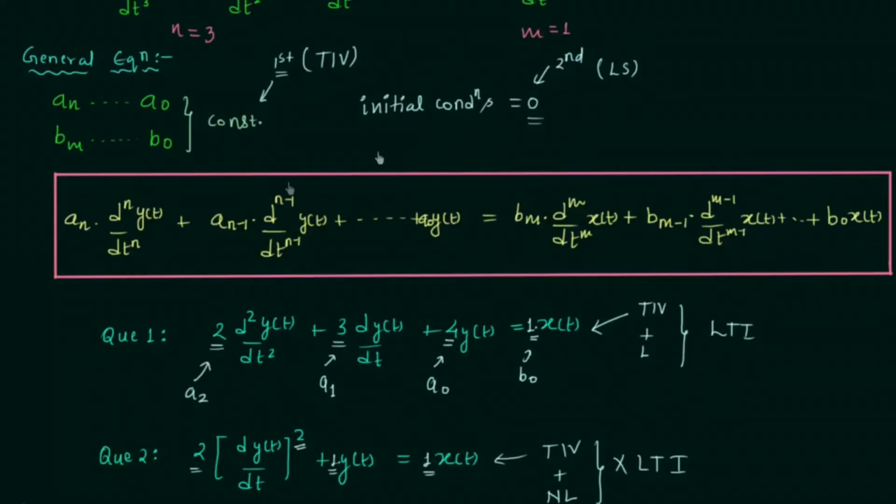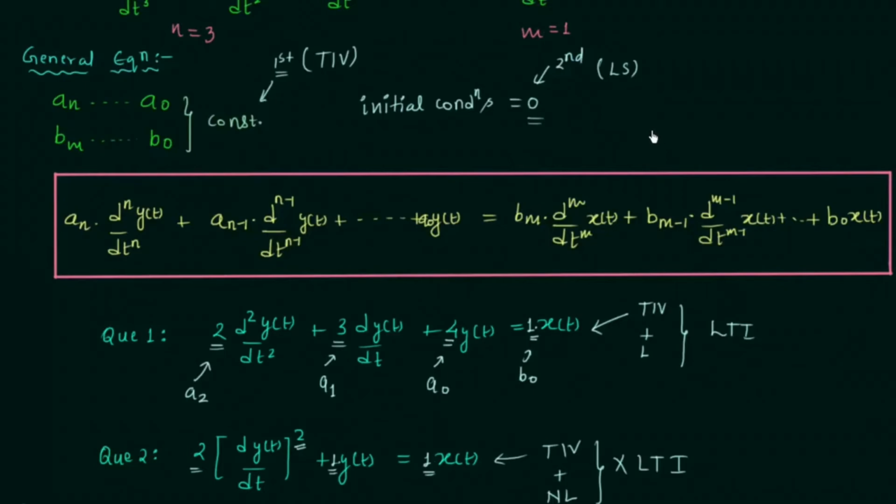We can focus on our equation, and whenever the initial conditions are given and they are not equal to 0, there is no need to check the equation given, because non-zero initial conditions will make your system non-linear. So this is the first thing you need to do.